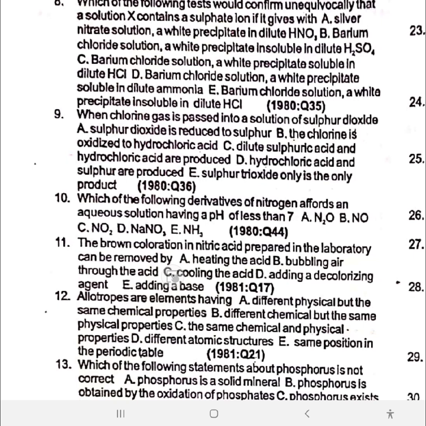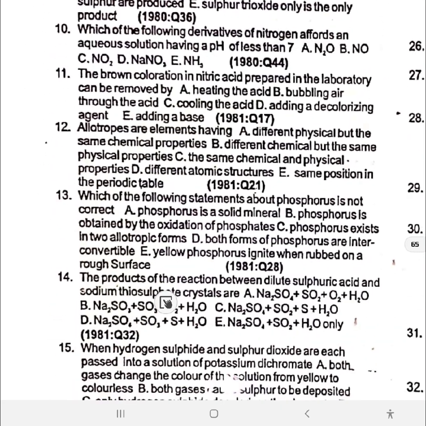This reaction can be reversed by bubbling air into the acid. So let's go back to 11. They say the brown coloration, once you hear brown in chemistry, just think NO2, in nitric acid prepared in the lab can be removed by, how do you now remove this brown color? Remember we said, bubble it. So you see, bubbling air through the acid. Once you bubble air through the acid, you reverse the coloration. When they say can be removed, they mean how can we reverse it? It's simple.